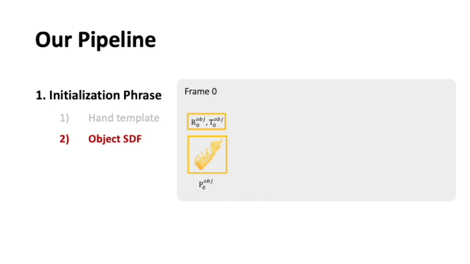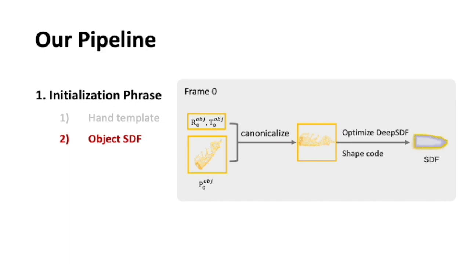For the object, we first canonicalize the object point cloud using the initial object pose. Then we optimize the object shape code of DeepSDF to find an SDF that can best fit the canonicalized object point cloud. Note that our method can also update both hand and object shapes during tracking, but we skip the details in this video for simplicity.